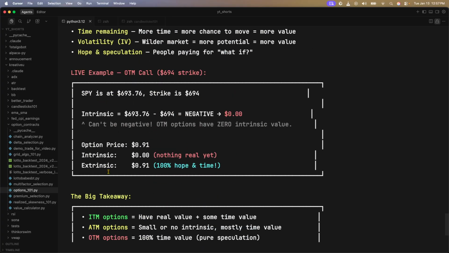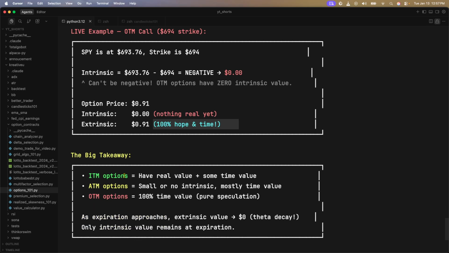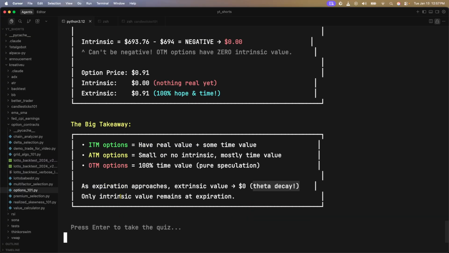So OTM contracts, out of the money contracts, are 100% extrinsic value, 100% hopes and dreams. So the big takeaway is ITM contracts have real value, plus some time value. ATM contracts have small or no intrinsic value, mostly time value. And OTM contracts are 100% time value, pure speculation. As expiration approaches, extrinsic value approaches zero. That's also called theta decay. We'll get into that a little bit later. So only intrinsic value remains at expiration.